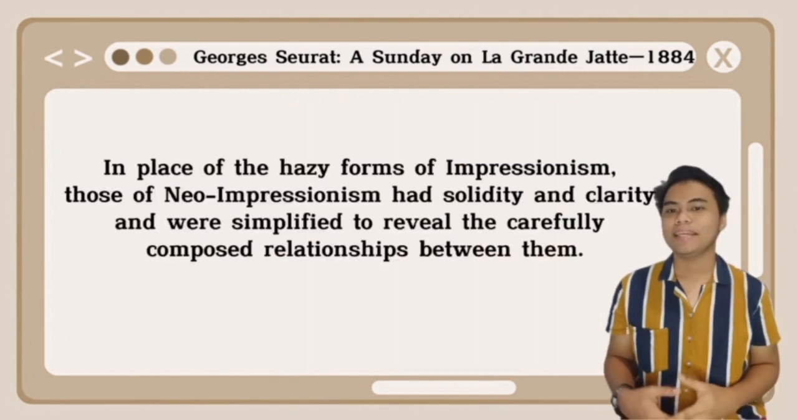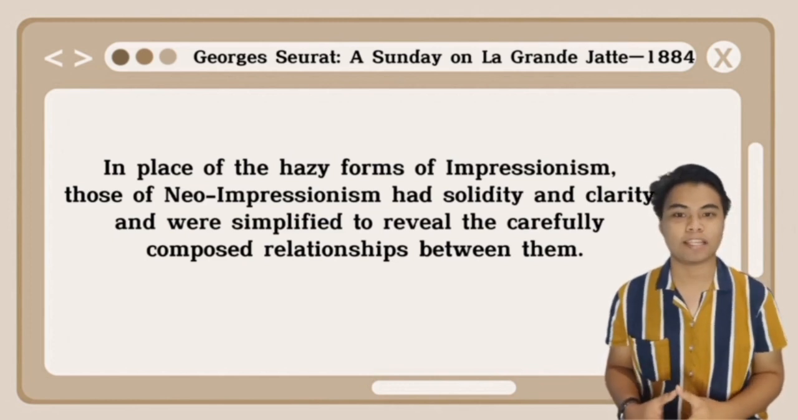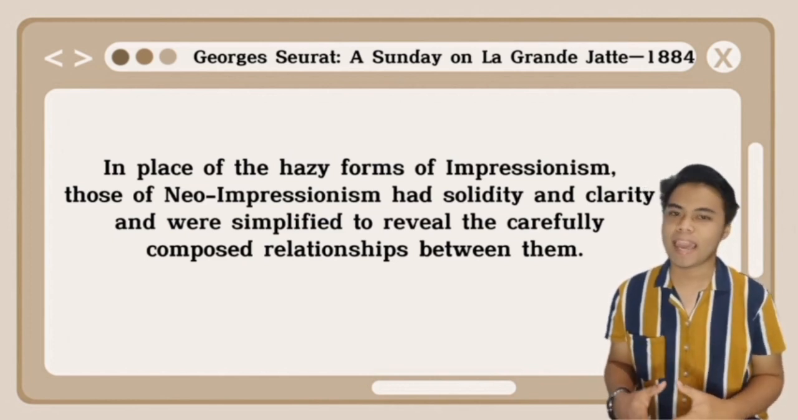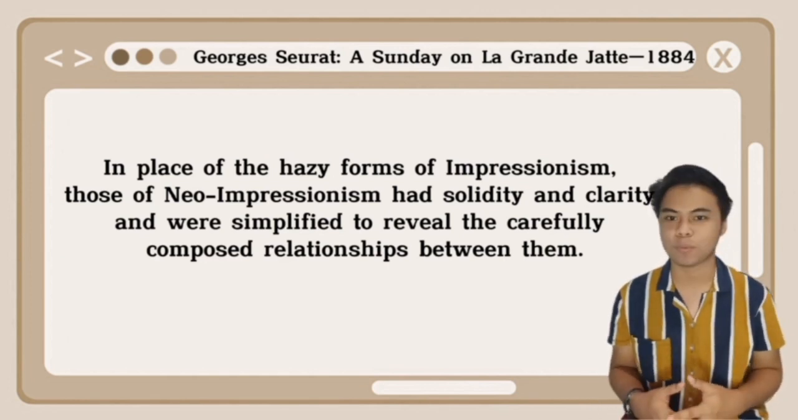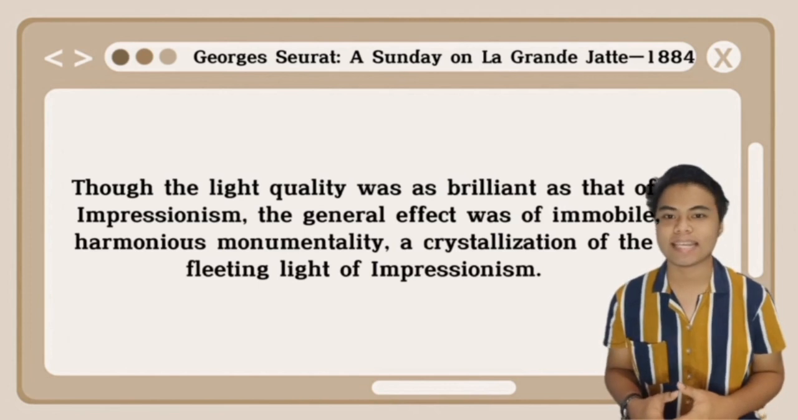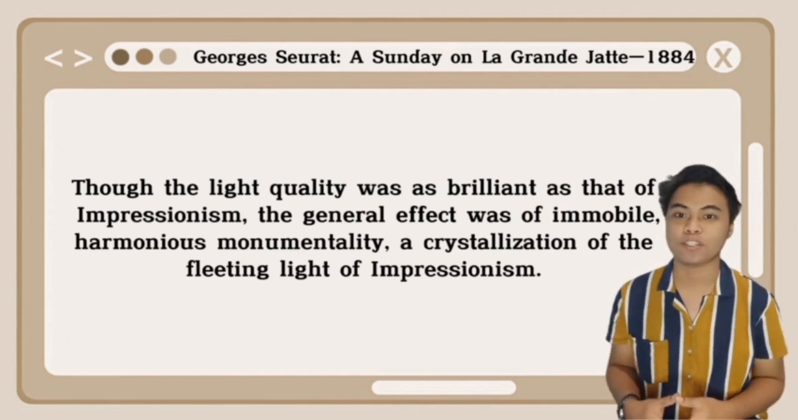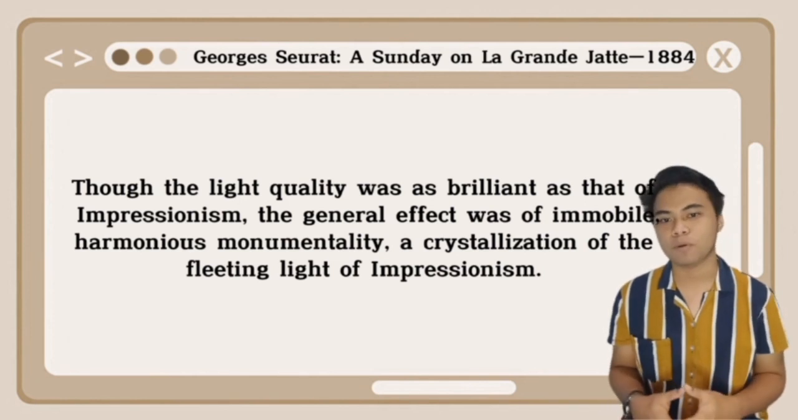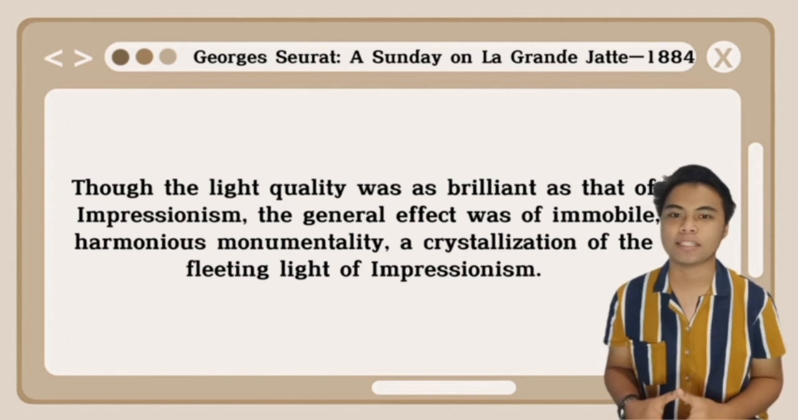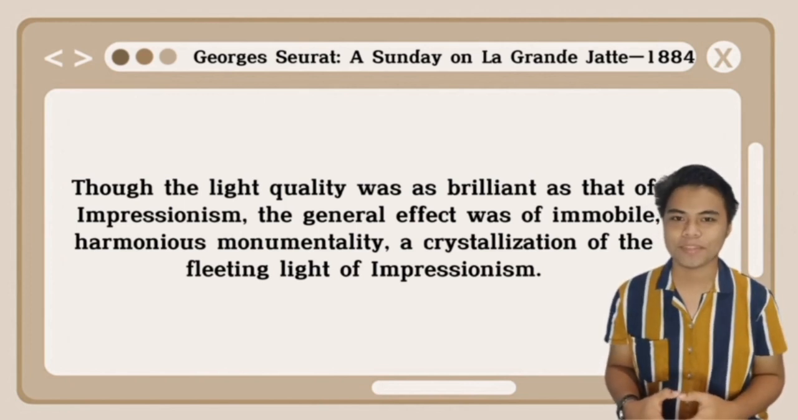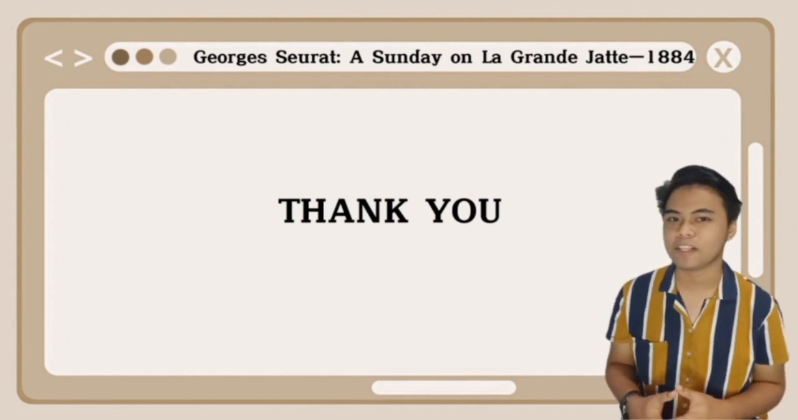Neo-Impressionism substituted solid, clear and simplified shapes for Impressionism's hazy ones in order to highlight the meticulously planned relationship between them. Despite a dazzling light quality evoking Impressionism, the overall impression was one of immovable, harmonious monumentality, a crystallization of impressions of ephemeral light.